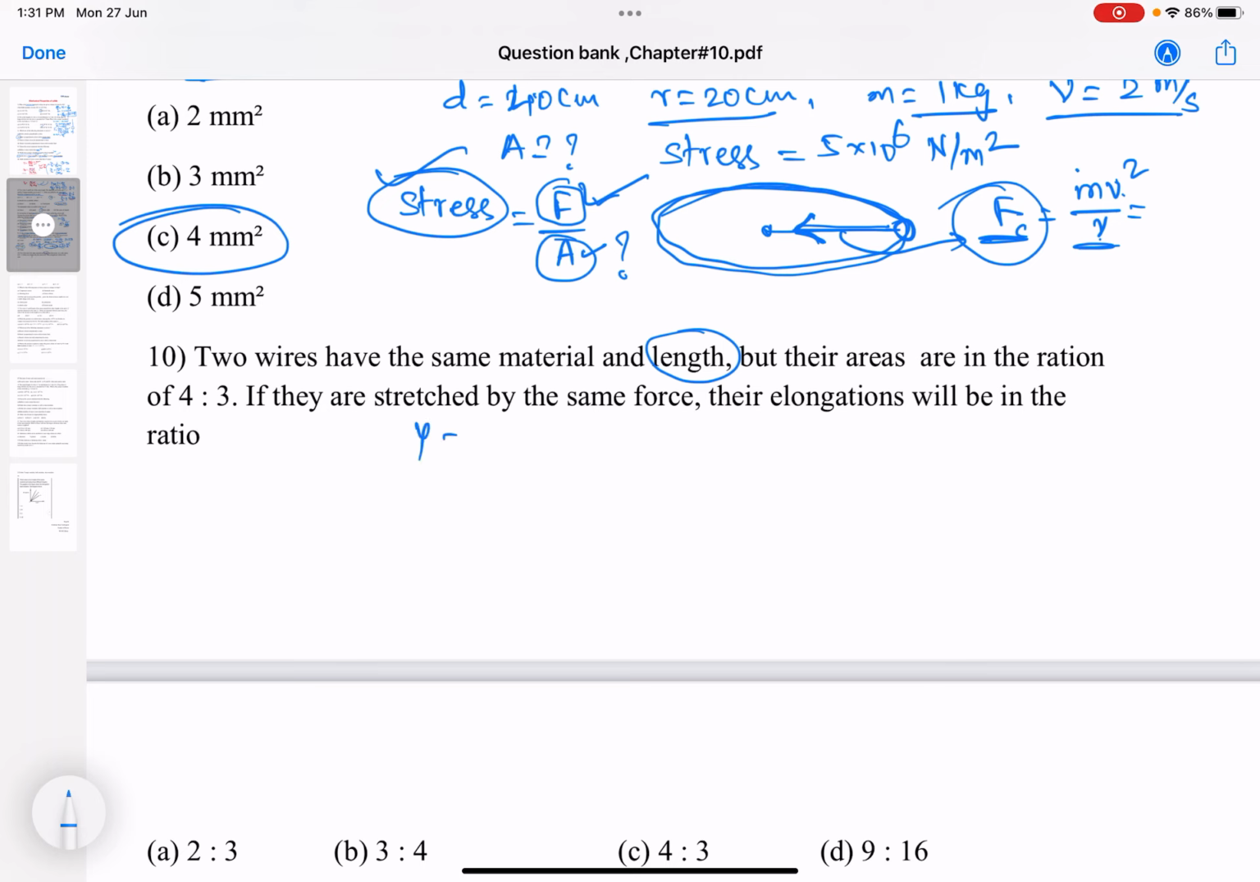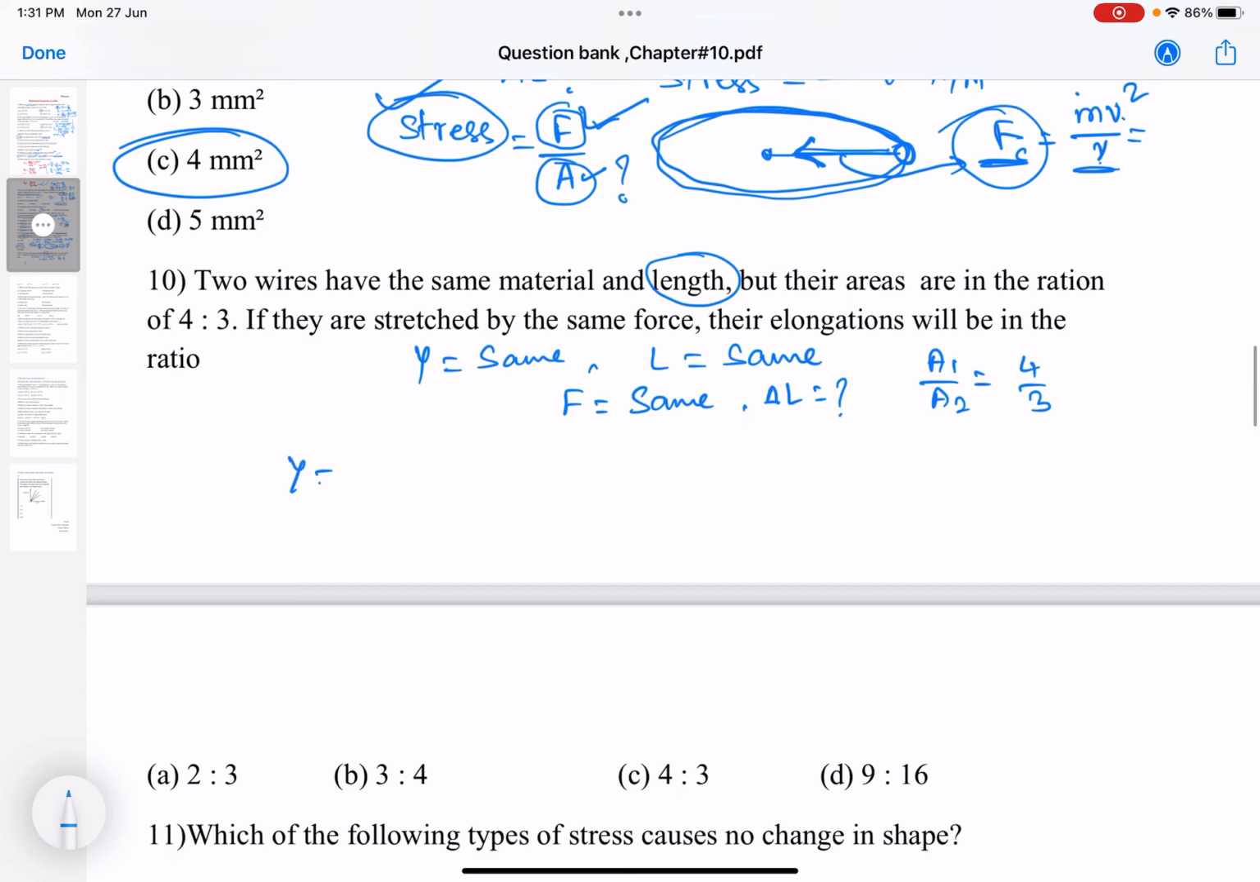Two wires have the same material, so Young's modulus is the same and length is the same, but their areas are in the ratio A1 by A2 equal to 4:3. If they are stretched by the same force, he has given force is also the same, their elongations will be in the ratio of how much? So we know Y is equal to F into L by A delta L. Rule out the quantities which are the same in the two wires. Young's modulus is the same, length is the same, force is the same, because they cancel together when we take the ratio.